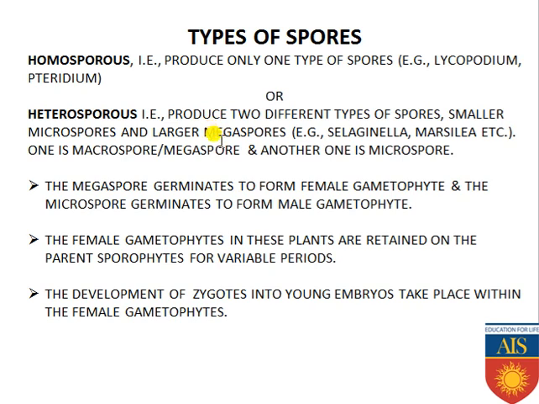As examples, homosporous pteridophytes are Lycopodium and Pteridium, and heterosporous pteridophytes are Selaginella and Marsilea.